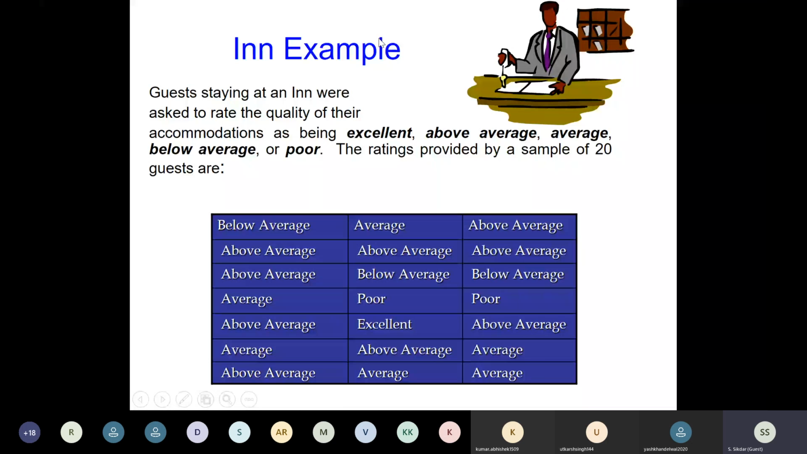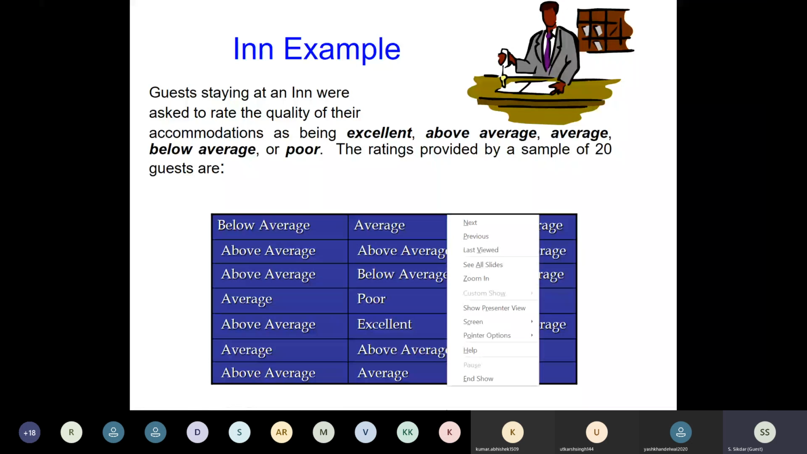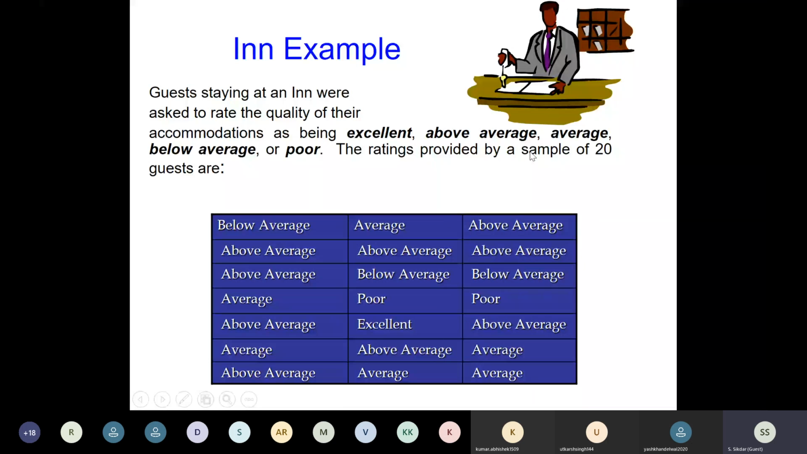Similarly, we move here to guests staying at a hotel who are asked to rate their quality. They gave ratings: excellent, above average, average, below average, or poor, and there are 20 guests. This is a feedback form. If you start counting, you can get how many are above average, how many average, how many poor, and so on.